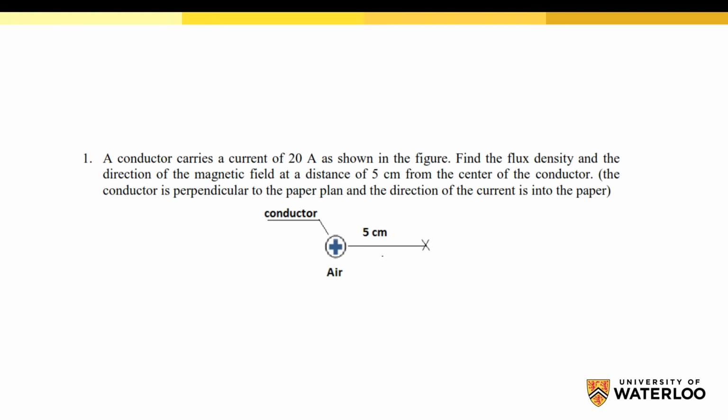Question 1. A conductor carries a current of 20 amp as shown in this figure. Find the flux density and the direction of the magnetic field at a distance of 5 cm from the center of the conductor. The conductor is perpendicular to the paper plane and the direction of the current is into the paper.